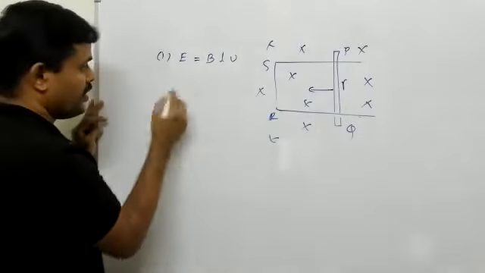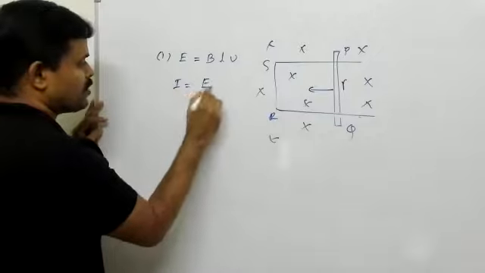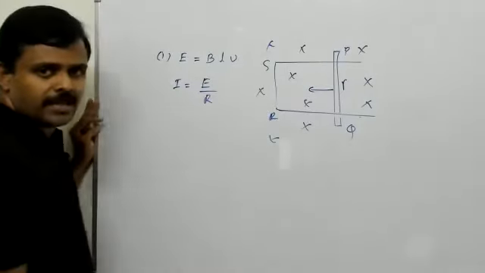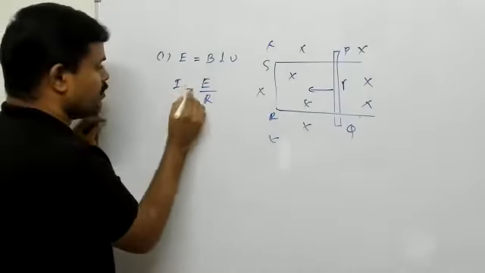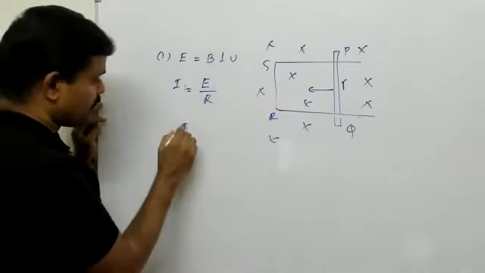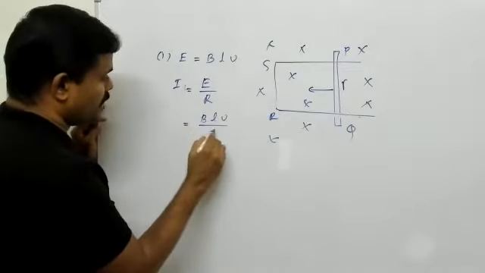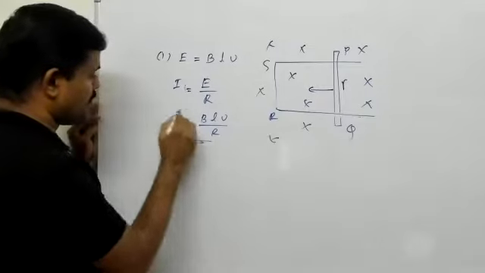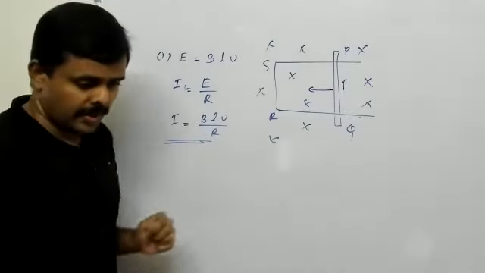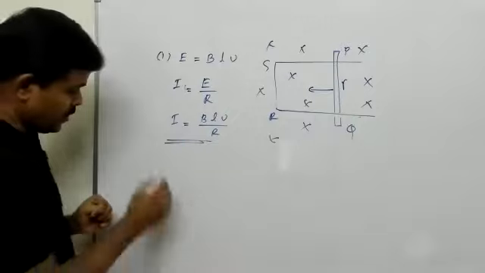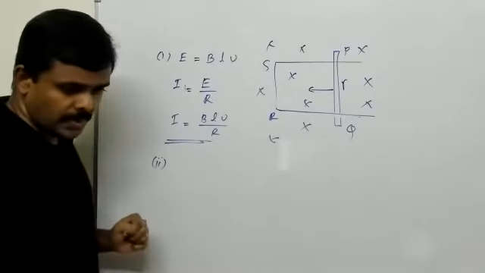Okay, E is equal to BLV. Then you can take EMF. Ohm's law says that current is voltage by resistance. So that makes it BLV divided by R. So that answers the first part of my question. Right. Second part is what? They're asking you to find the force and then the power.